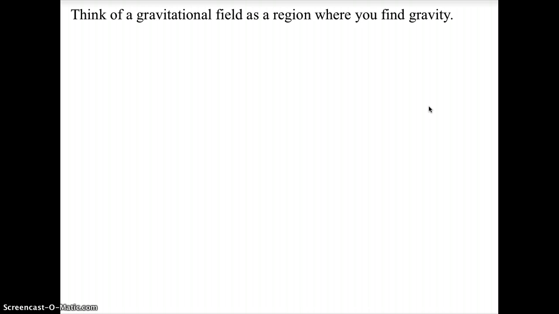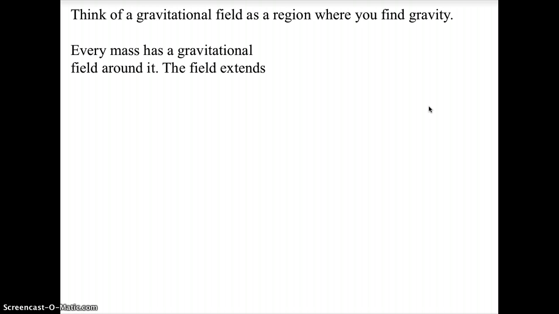So here's a quick and dirty way of understanding what a gravitational field is. A cornfield is just a region of space where you find corn. A gravitational field is just a region of space where you find gravity. So where do we find gravity? Well, we find gravity around mass. Every single mass is surrounded by its own gravitational field. And the field extends out forever, all the way into infinity, across the entire universe.